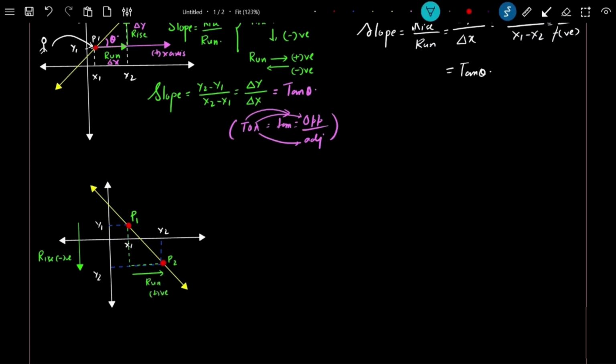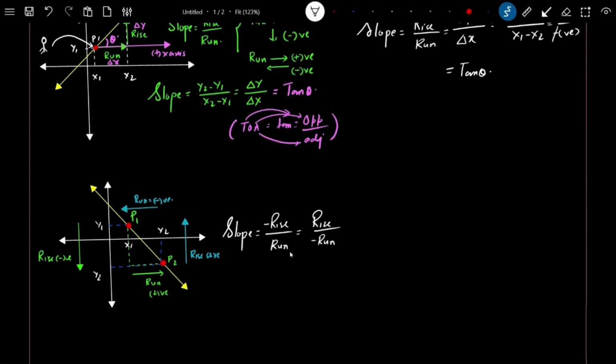Right? I'll use a different color to show you what happens if we go from P2 to P1. If you go from P2 to P1, then the rise is positive. However, as you run this side, the run would be negative. Now this reinforces that if theta is obtuse, then the slope obviously becomes negative. Now just employ your formula. Slope is equal to, one option is a negative rise over a positive run, or you would take a positive rise over a negative run, in either case.